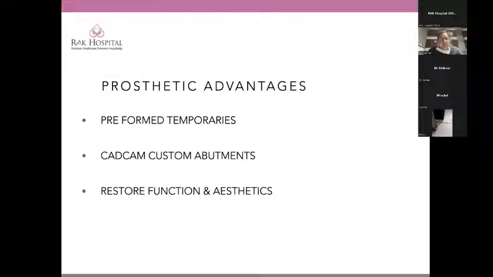And then there are definite prosthetic advantages, like you can have pre-formed temporary teeth which can be made ready before the actual procedure. Dr. Abhinav showed you how custom CAD/CAM abutments can be made, and we can restore the function and aesthetics in a much better way.